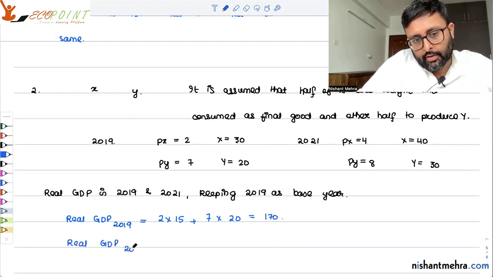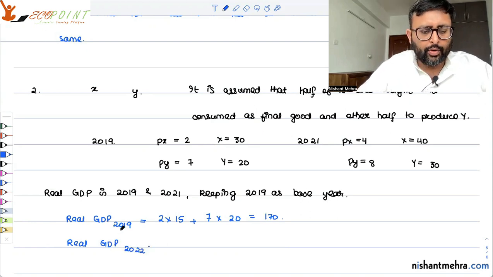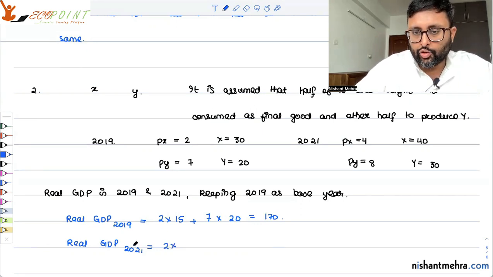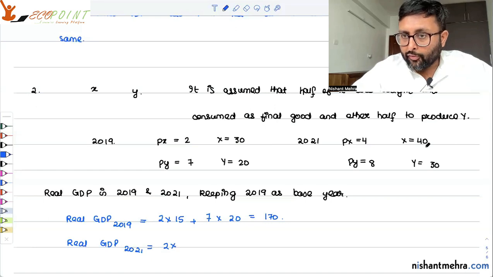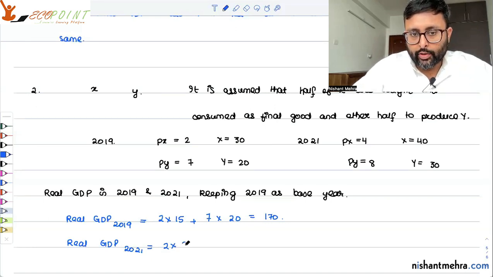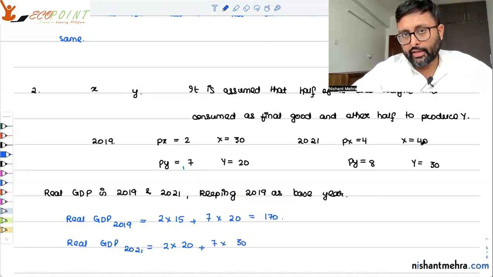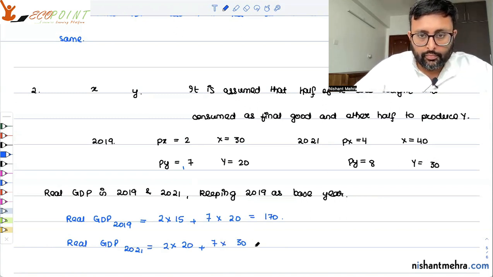Real GDP in 2021. You're going to use these prices only, keeping 2019 prices as the base year. Price of X is 2. Half of X is used as the final good. So that is 20. Price of Y is 7 in the base year. Because other half of X is used as an intermediate input for Y. So this comes out to be 250.